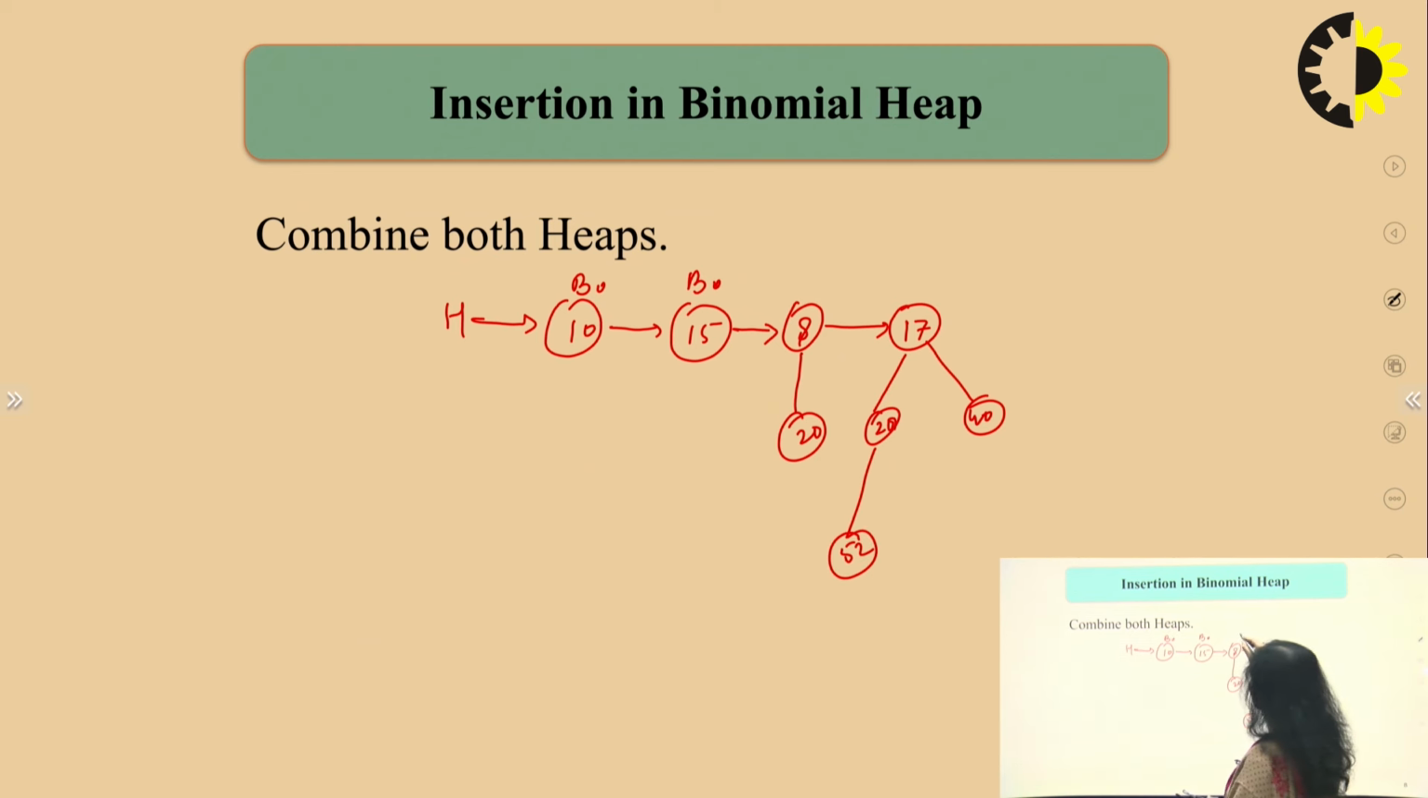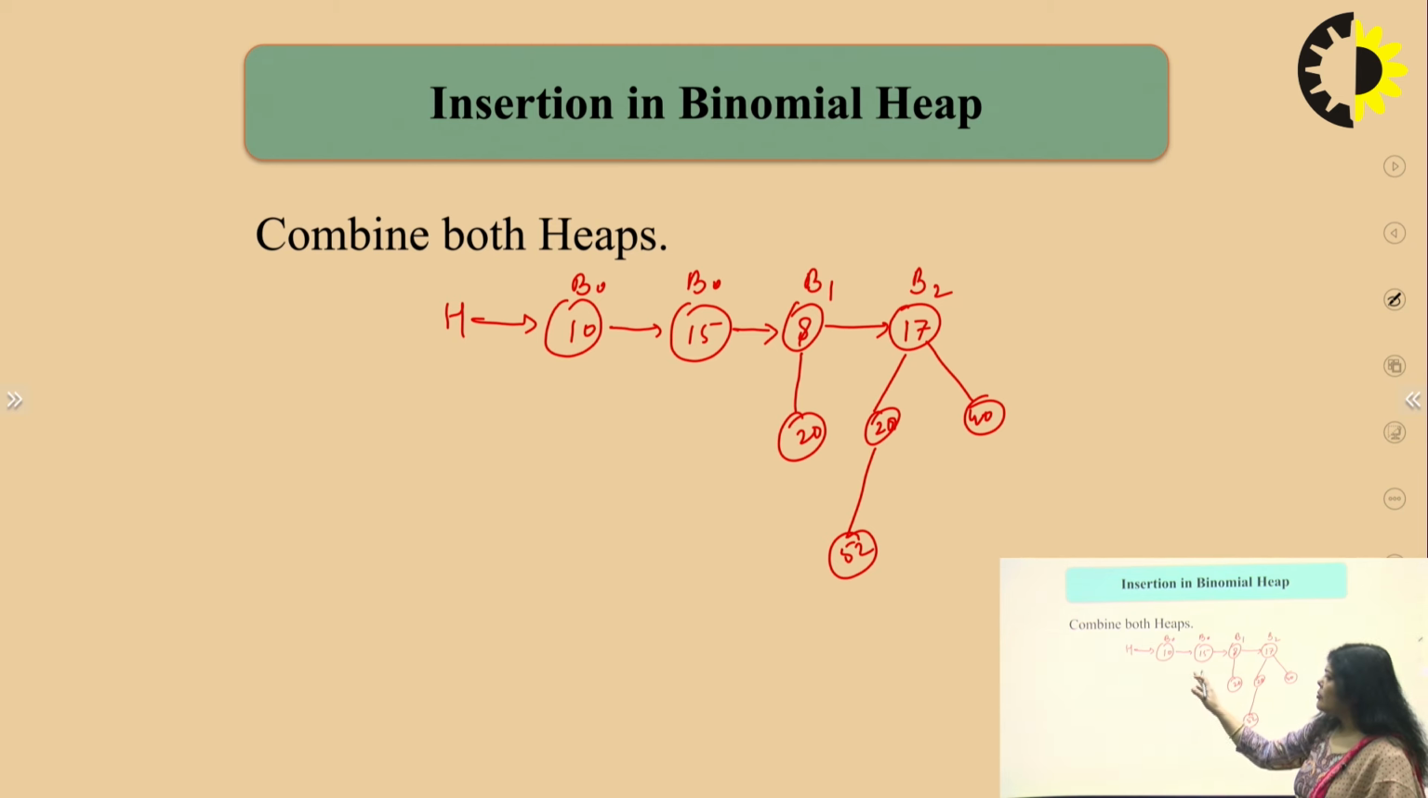Now we need to write the degrees here. So this is a binomial tree with degree 1, and this is a binomial tree with degree 2. As you can see, the merge operation is performed here, and now we have all the binomial trees in strictly ascending order. Now what I need to do is check whether it conforms with the binomial heap properties or not.